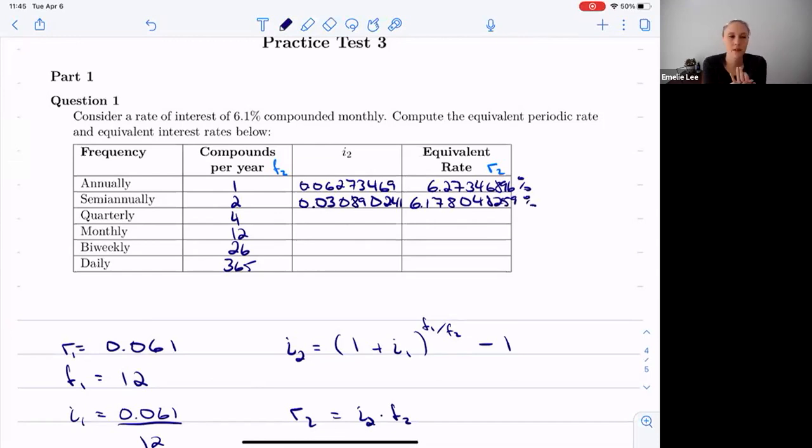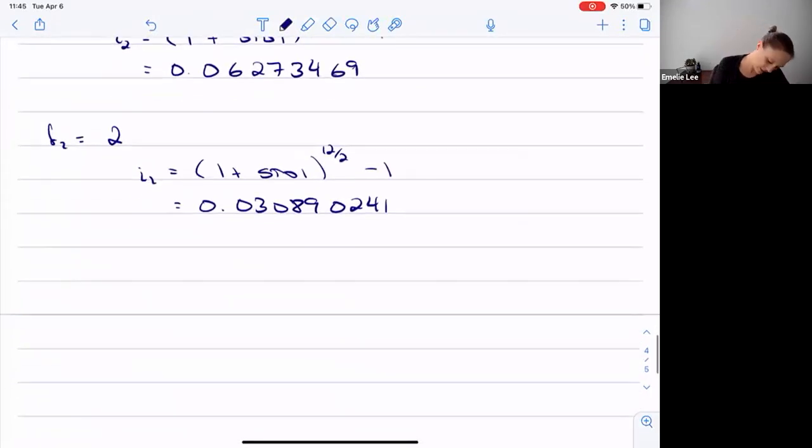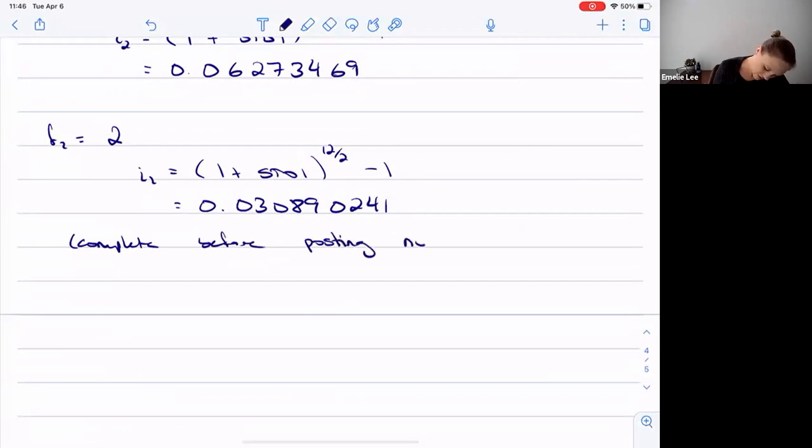Okay. So I'll keep doing those after class, but before I post the notes. You can work through those, but you just do the same thing over and over and over again. Complete before posting notes. I better write it down. That's a note to me.